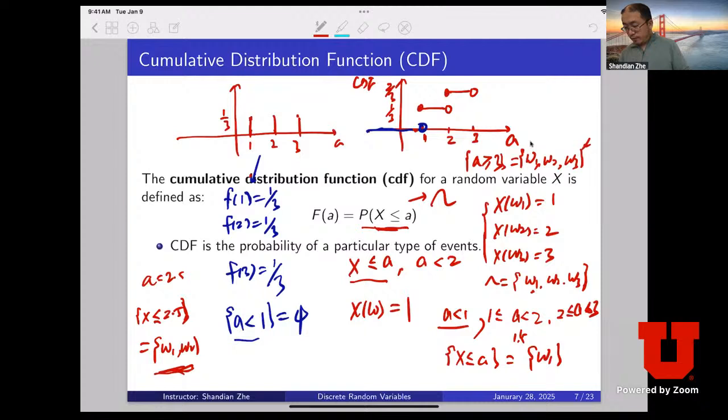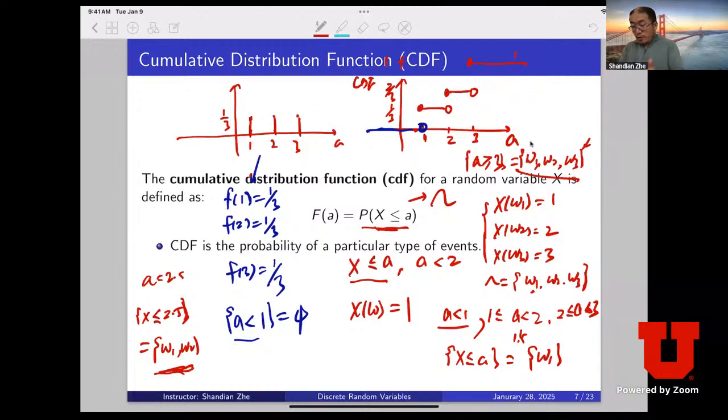What's the probability for this event? No one guess? It's just 1, right? Because the probability over the whole sample space is always 1, because it's a definitely happen event, right? So that means when A is bigger than or equal to 3, you're going to have 1 forever.